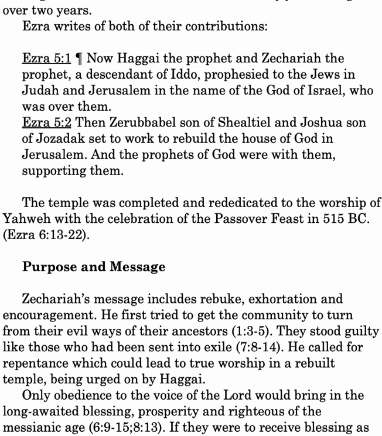Now Haggai the prophet and Zechariah the prophet, a descendant of Iddo, prophesied to the Jews in Judah and Jerusalem in the name of the God of Israel, who was over them. Then Zerubbabel, son of Shealtiel, and Joshua, son of Jozadak, set to work to rebuild the house of God in Jerusalem. And the prophets of God were with them, supporting them.